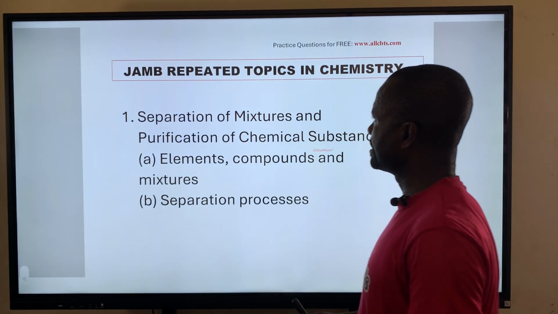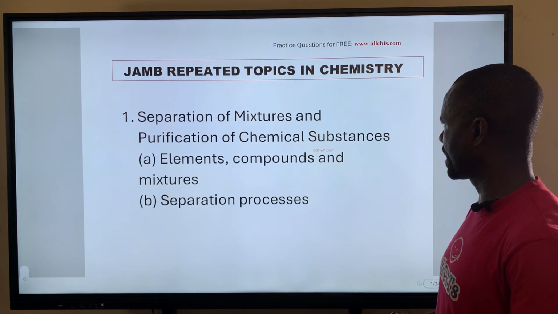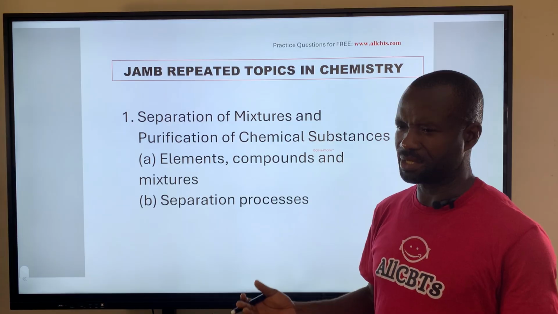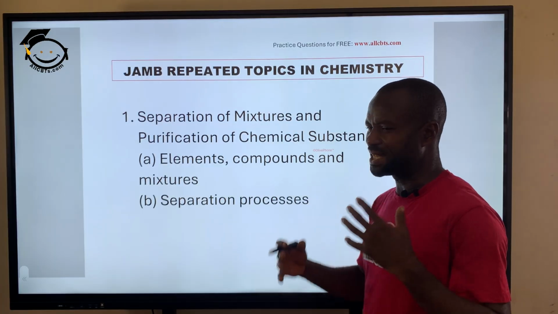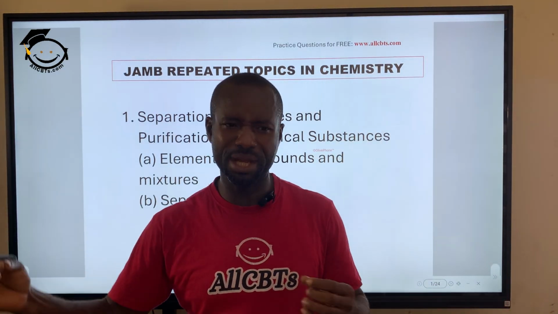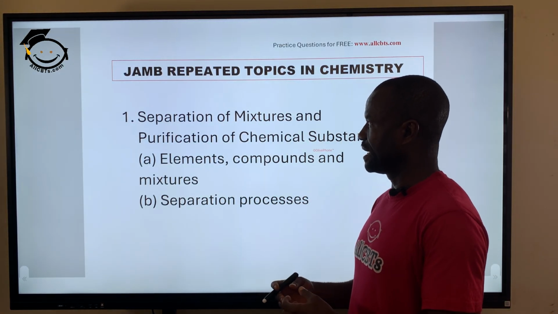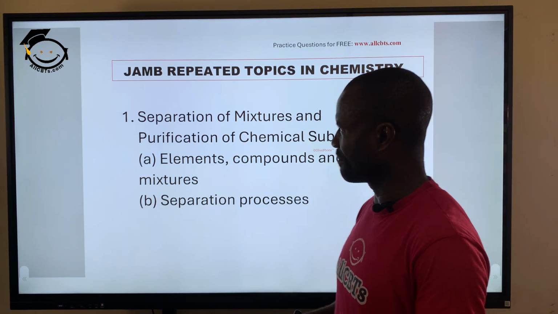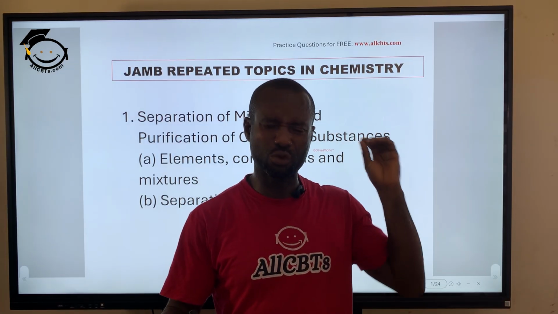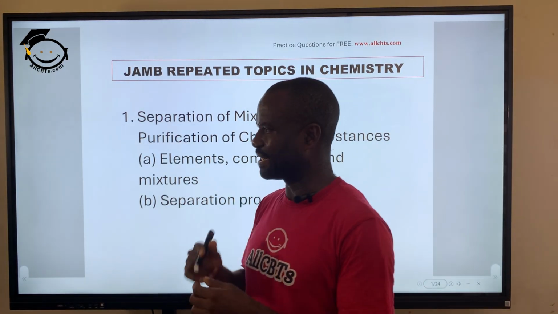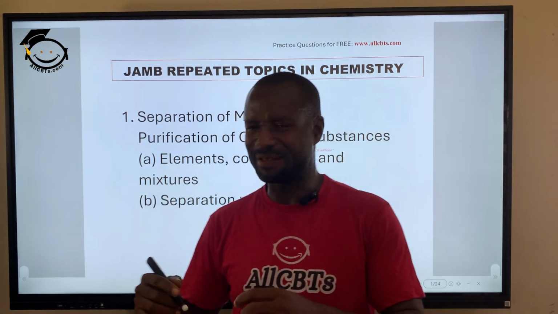Today we'll be looking at the topic separation of mixture and purification of chemical substances. A mixture is a combination of two or more substances physically combined together. That is, you bring two or more substances together physically. In contrast, we have what we call a compound. A compound, on the other hand, is a combination of two or more substances chemically combined together. So the difference between a mixture and a compound is that one is physically combined together.